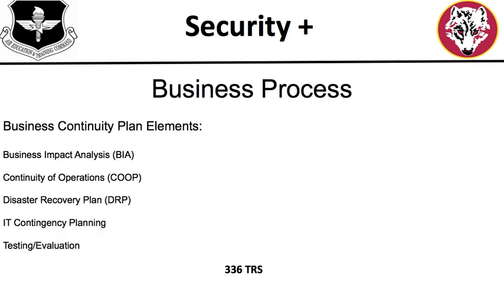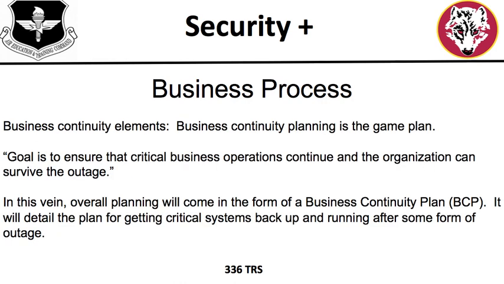These are the elements of the business continuity plan that we're going to be talking about today. The goal of all this, as you can see from the slide, is continuing business operations, whether they be civilian or military. You need to try to get your critical systems up in the minimum amount of time possible. And your business continuity plan is going to go a long way toward detailing the procedures and the logic you're going to go through to achieve these goals.